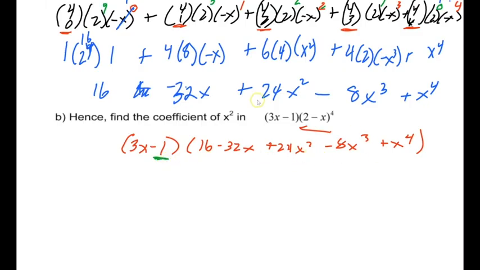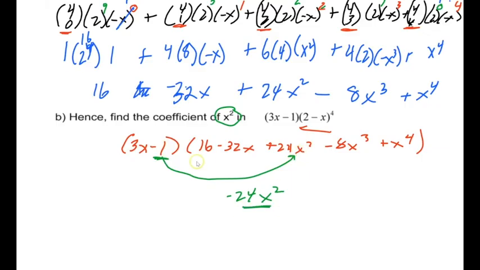What's the only one I care about though? x squared. The only thing I'm going to care about is negative 1 times this, because that's going to give me negative 24x squared. That's all I care about. Negative 1 times this is 16, who cares? Negative 1 times 32x, that's just an x, I don't care about it. The only one I'm going to care about is negative 1 times 24x squared.